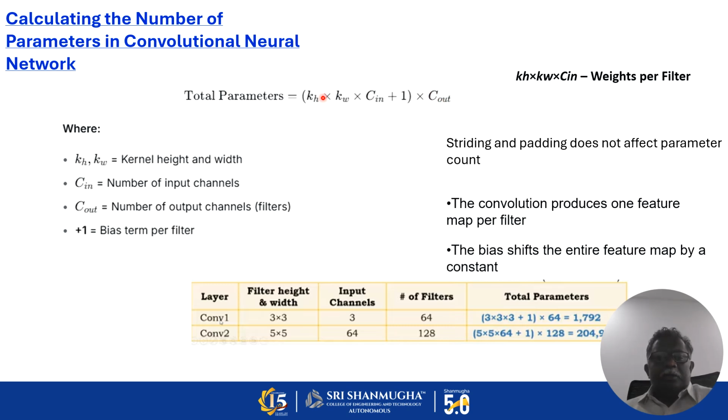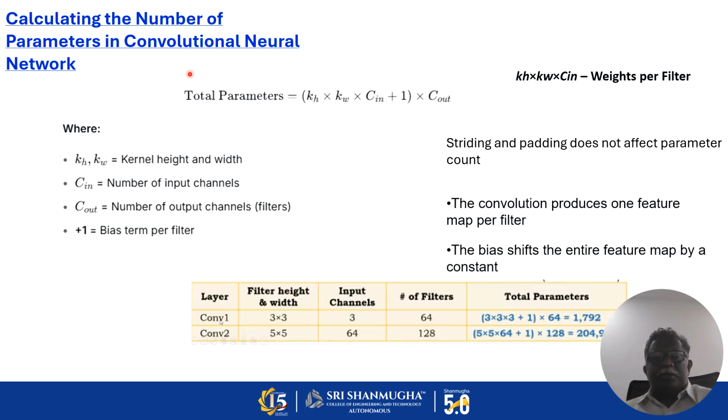So KH and KW will give the area of the kernel. If you multiply with the input channels, that is, if you use an RGB image you will have 3 channels, these three terms give you the weights per filter. When you multiply by the number of filters, we get the total number of parameters. So this is the equation that we use here.